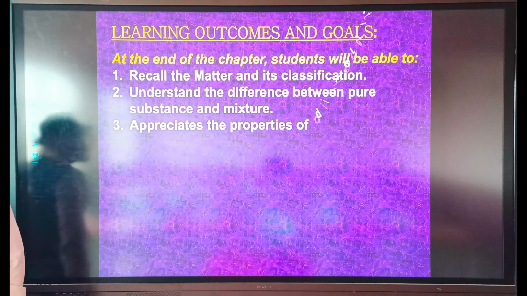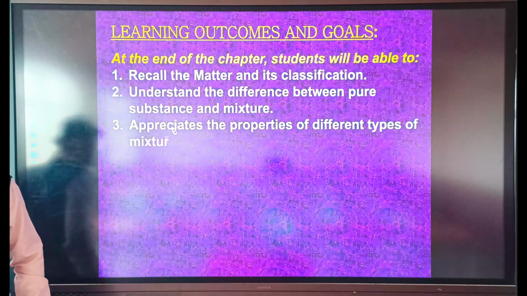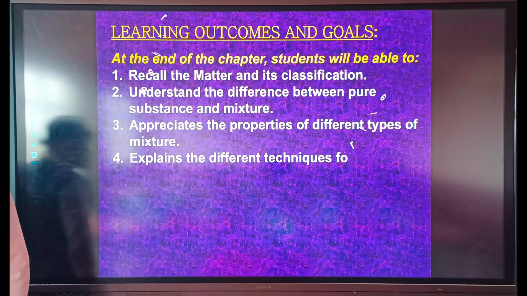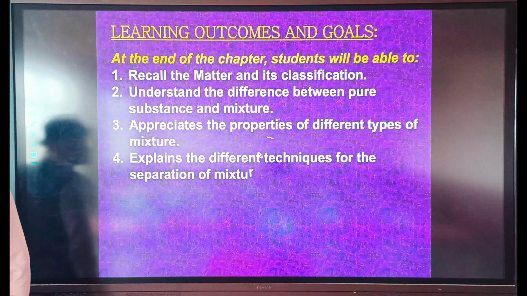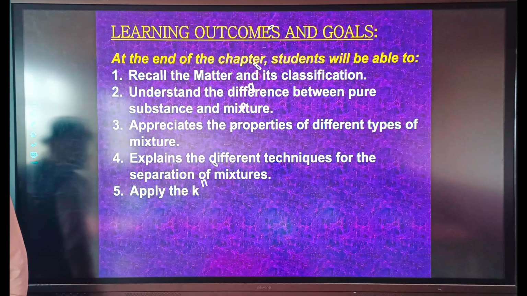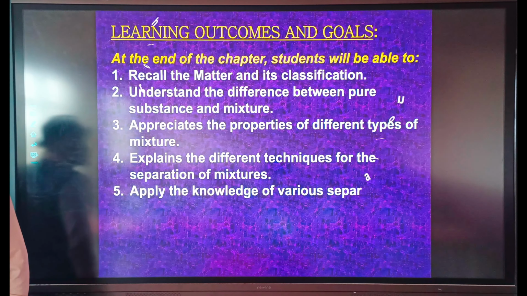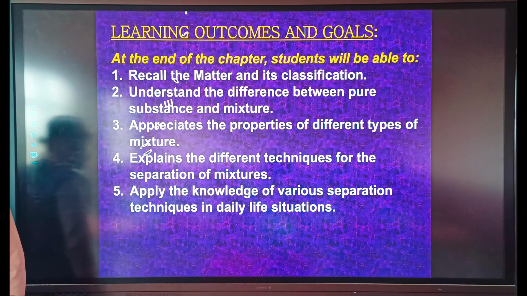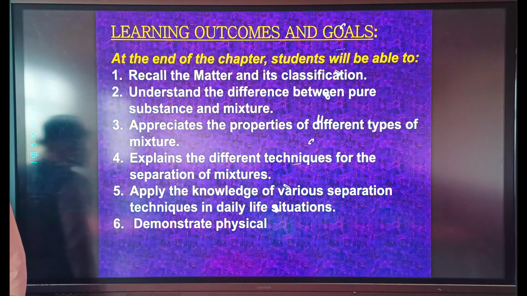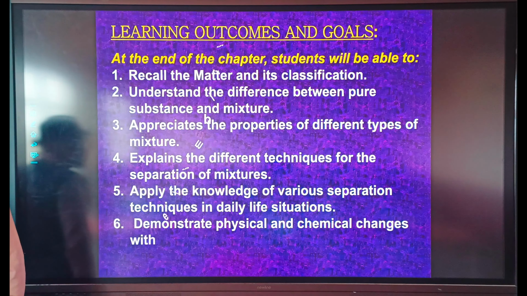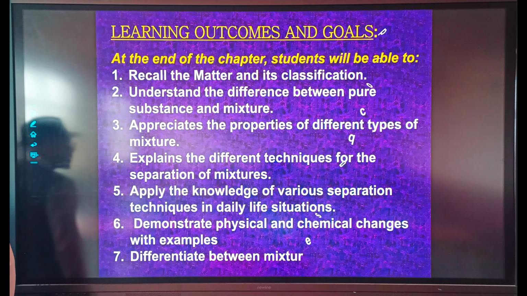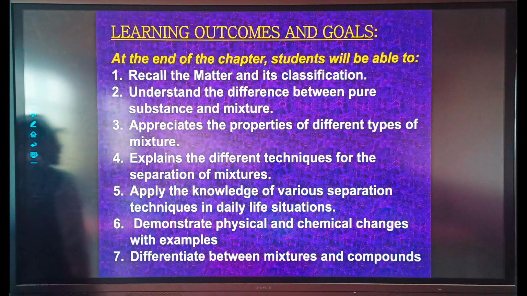Third point, appreciate the properties of different types of mixtures. Then explain the different techniques for the separation of mixtures. Next point, apply the knowledge of various separation techniques in daily life situations. Next point, demonstrate physical and chemical changes with examples. Next point, differentiate between mixture and compound. Okay, we have to study these topics.